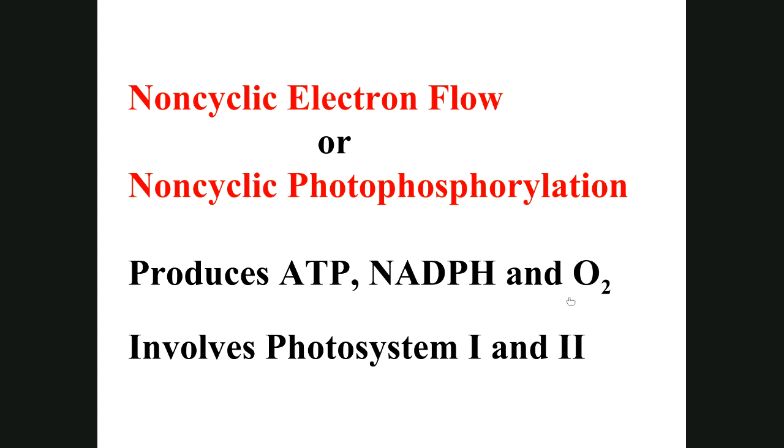Now, the non-cyclic photophosphorylation involves photosystem 1 and 2. When 1 is tied to 2, it is no longer cyclic. Okay, working by itself, photosystem 1 is cyclic. But when it's tied to 2, it is no longer cyclic, and we'll see why on the next slide.